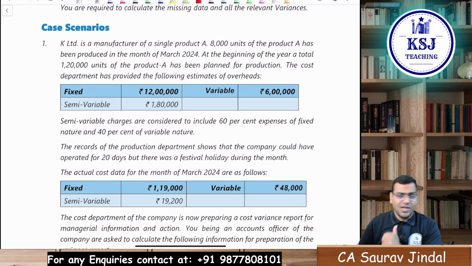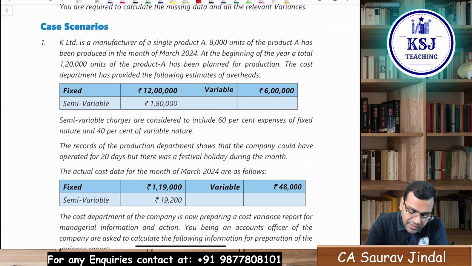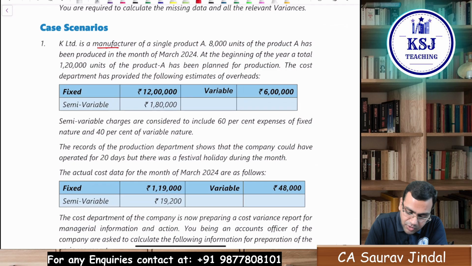So let's get started with the standard costing case scenario. Another very interesting case scenario. Let's see. K Limited is a manufacturer of a single product A. So this is your finished product. Manufacturer means this is your finished product.